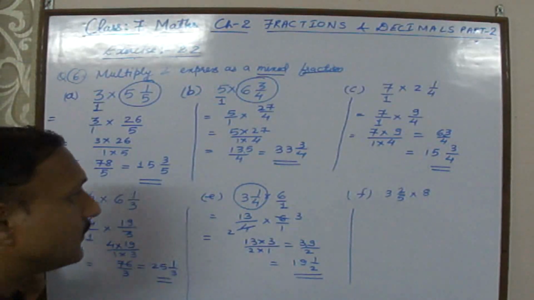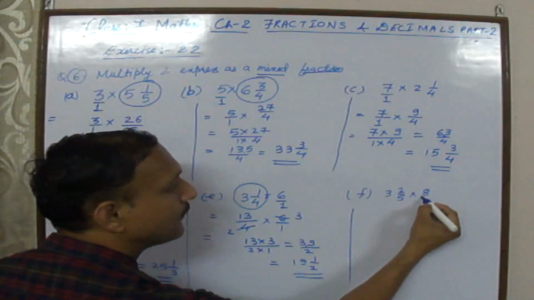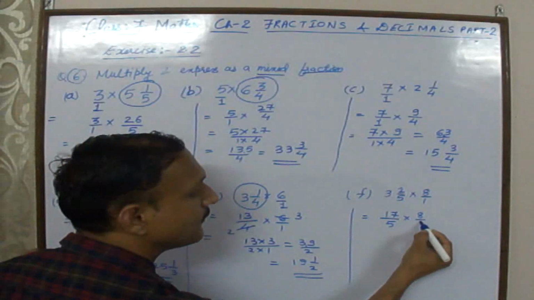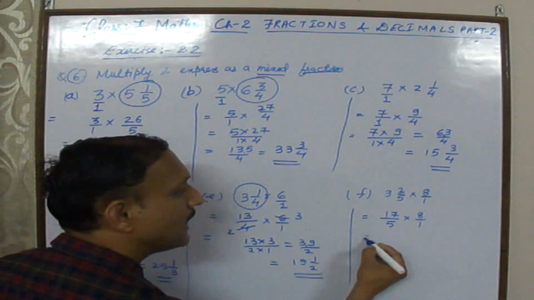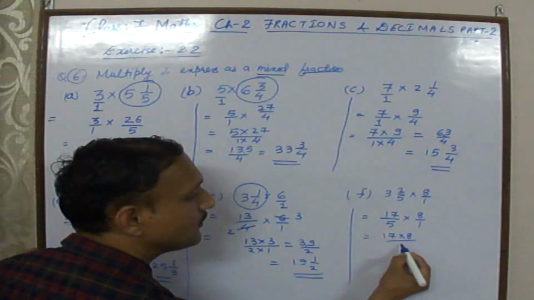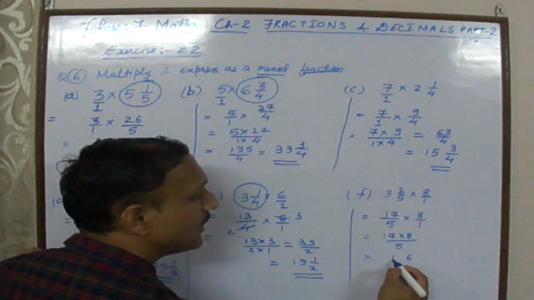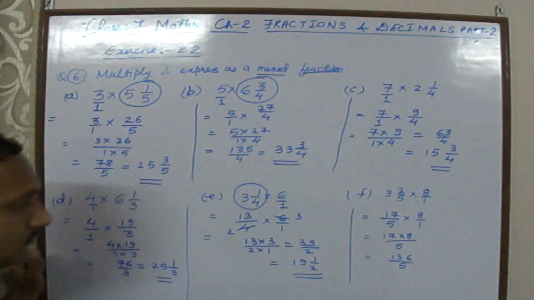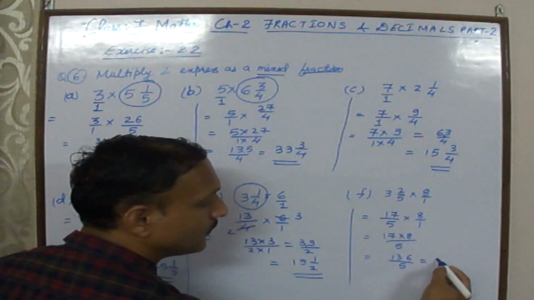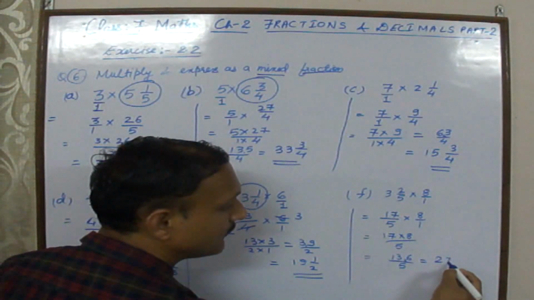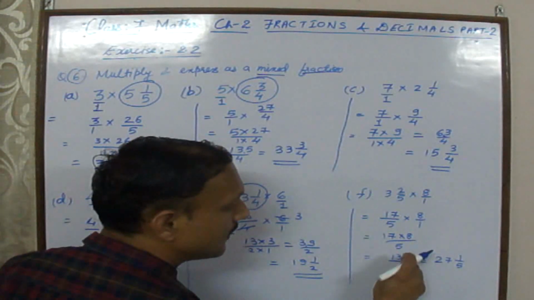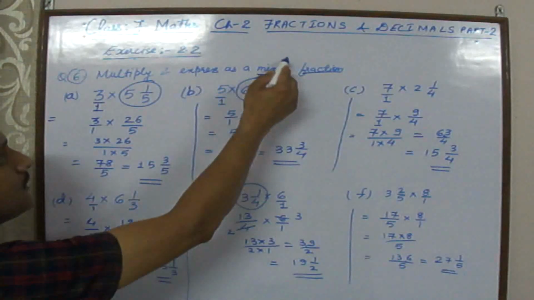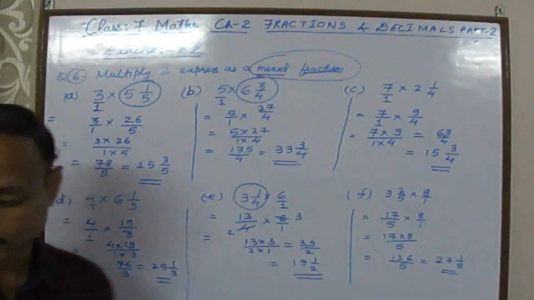Now see F. 5 threes are 15, 15 plus 2, 17. 17 by 5 into 8 by 1, not possible to cut. So multiply numerator with numerator and denominator with denominator: 136 by 5. Now convert to mixed fraction: 27, 1 by 5. So in this way we can multiply and we have expressed all in mixed fraction also.